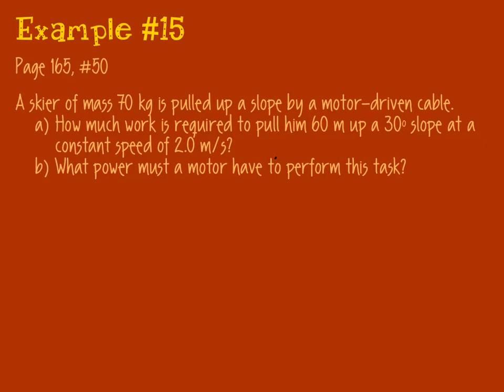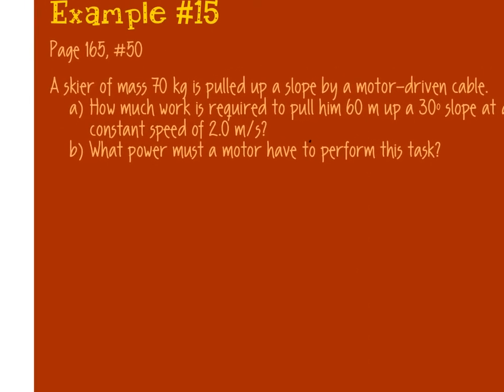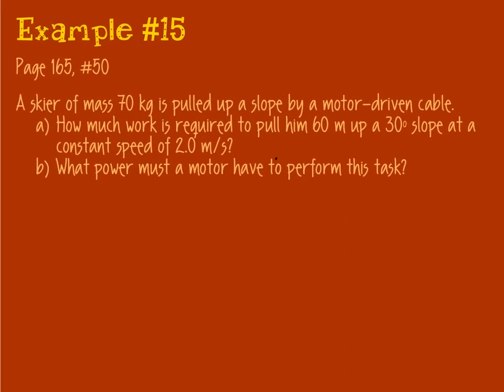The first part is actually review. We're asked to find how much work is required to pull him up at a constant speed. And then in part B, we'll insert the new concept of power to find out how much power the motor must have. So for starters, I'm going to assume that the slope looks something like this. And my skier is being pulled up this ramp. We know that this is a 30-degree angle here.